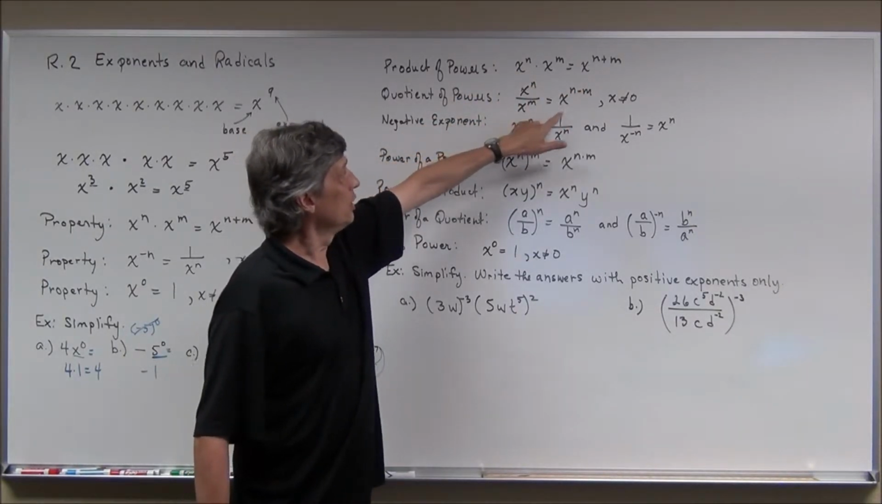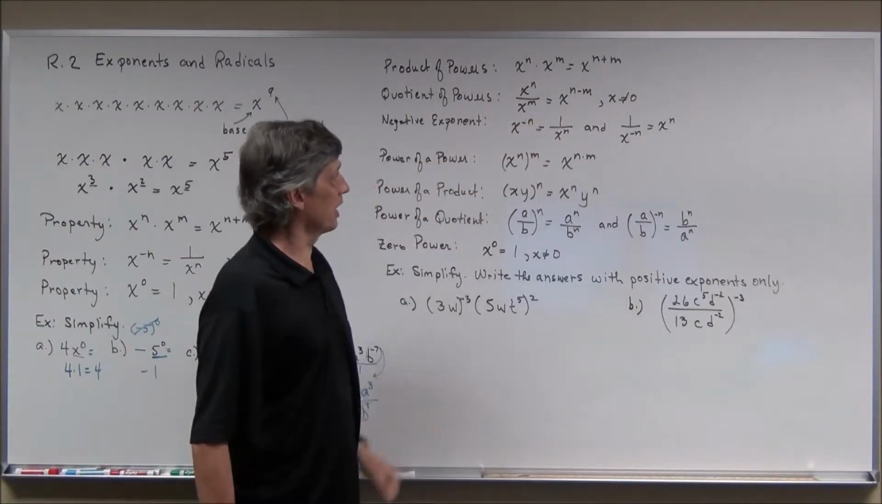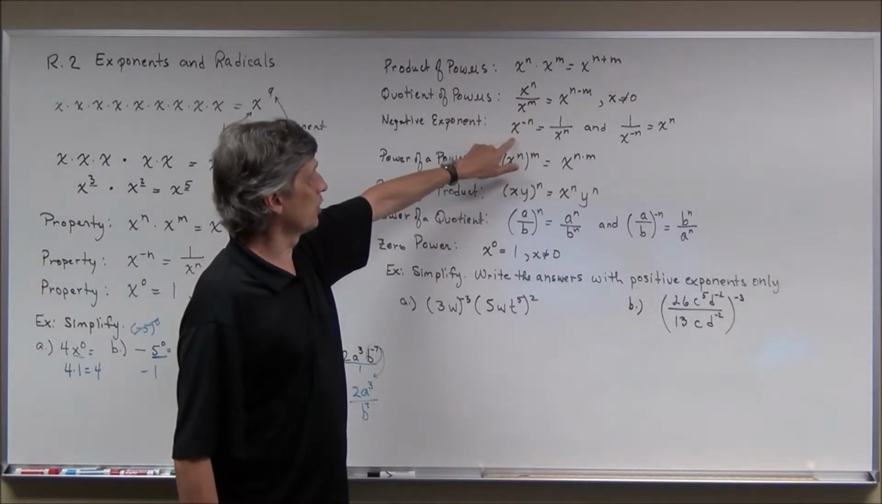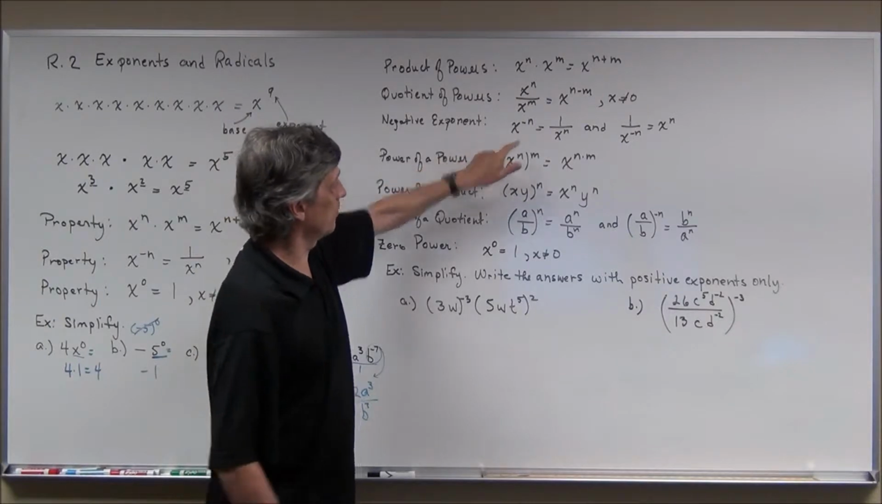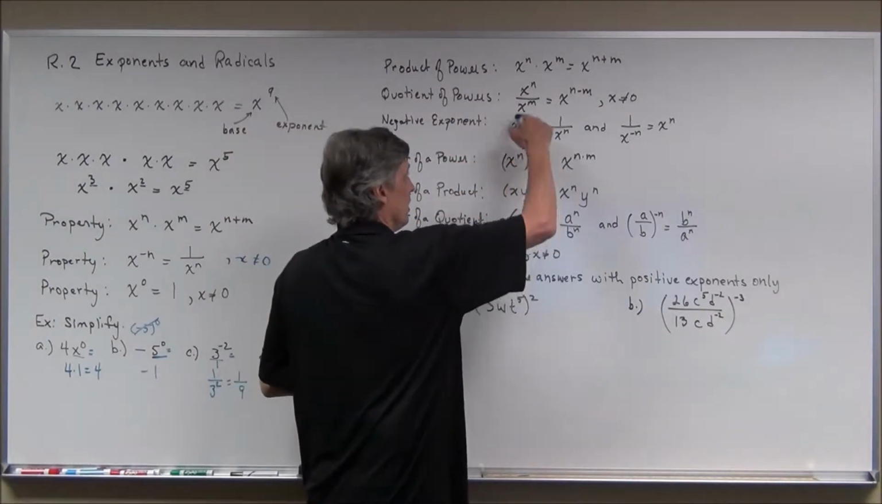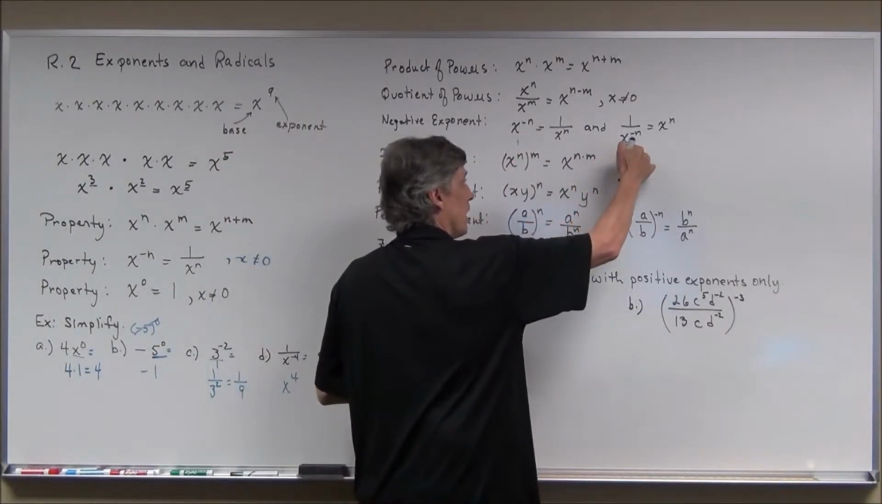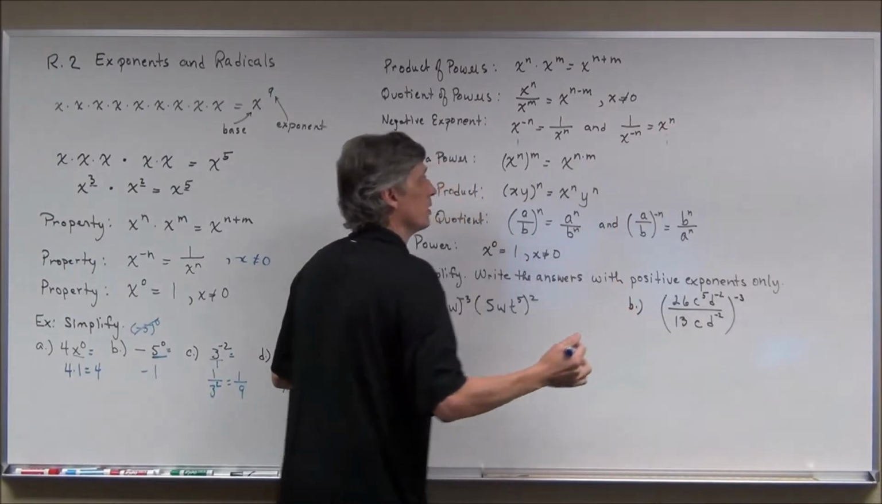If you're dividing, you keep the same base, you subtract the exponents. And here's the little trick with the negative exponent. See how it's up here in the numerator? It ends up in the denominator. Here it's in the denominator, it ends up in the numerator.